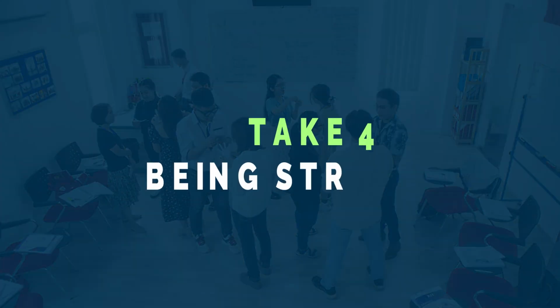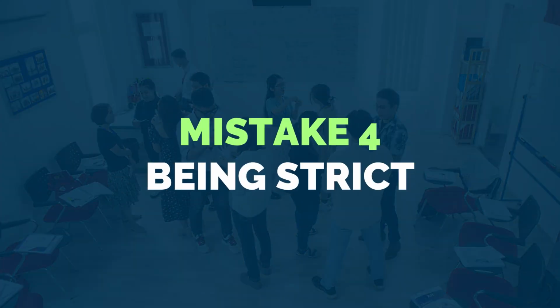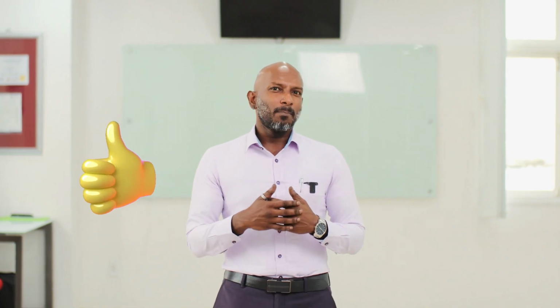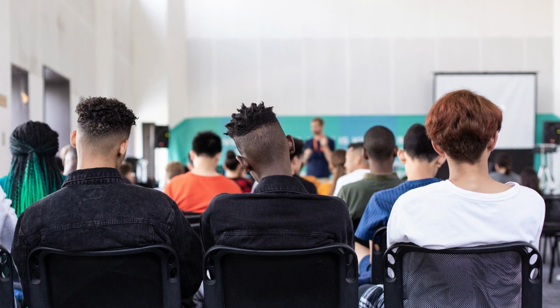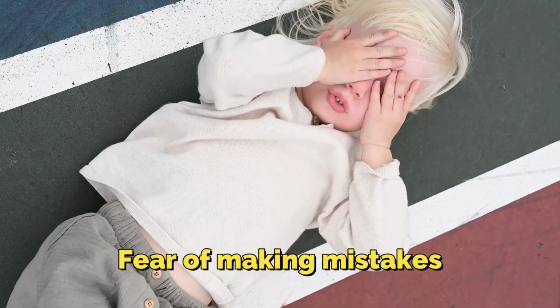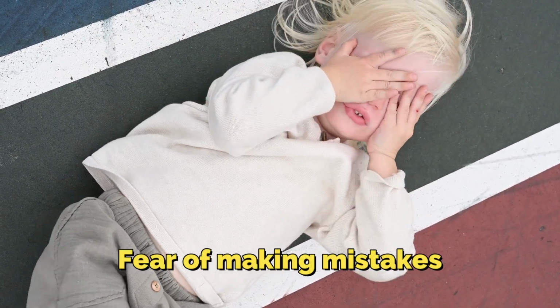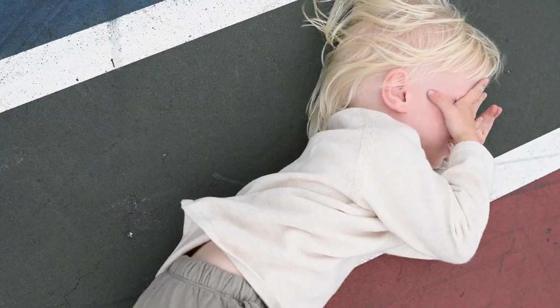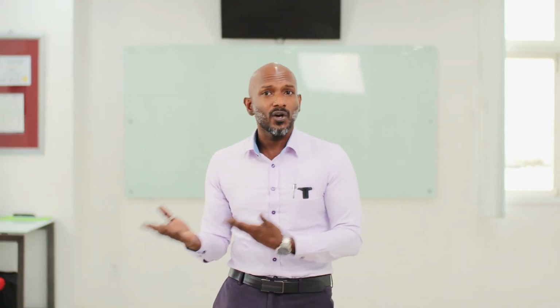The final mistake is being strict. Now, being strict is often a good thing, but punishing students for making mistakes, natural mistakes, not so much. They're going to become very, very unwilling to participate in your lesson. They're going to become quite shy and perhaps even fearful of making errors in your class, which of course we know is a natural thing when we learn.